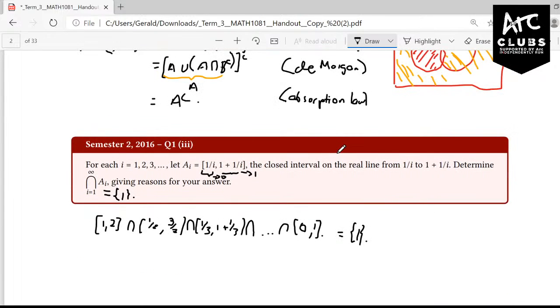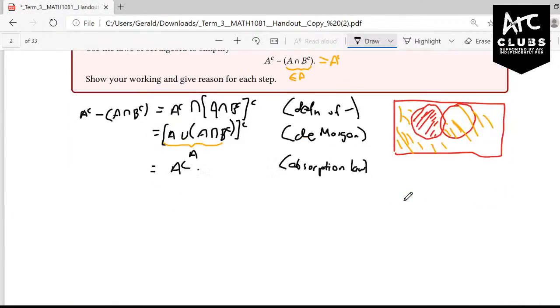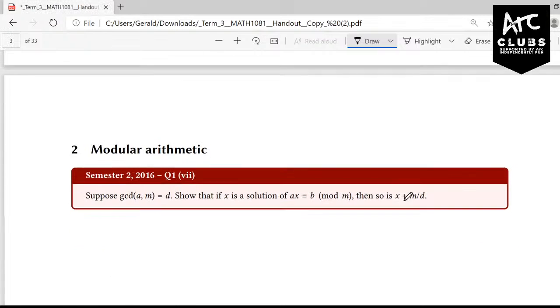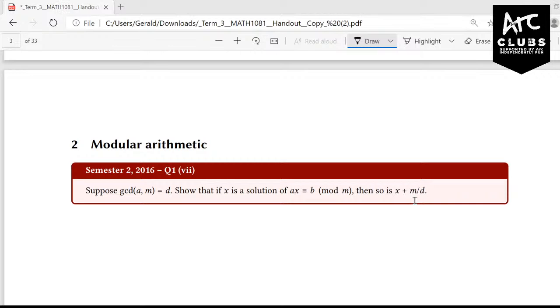That is pretty much the end of set theory. There's not a lot involved in set theory because it's a fairly short topic. But the bulk of the first half is really on modular arithmetic, which is probably one of the harder parts.